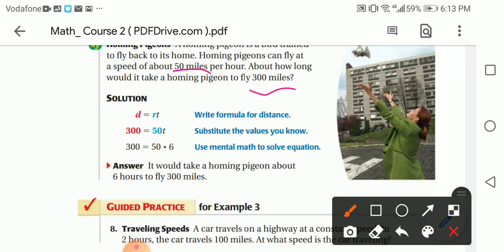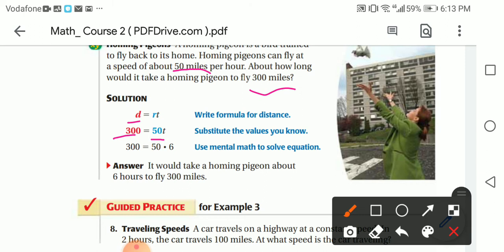Okay. Solution. The distance here is what? Right, the formula for the distance. As I told you, d equals r times t. The distance here is 300 miles. And I have here 50. Substitute the value. I know that the rate r is 50. The rate, r, is 50 per hour.